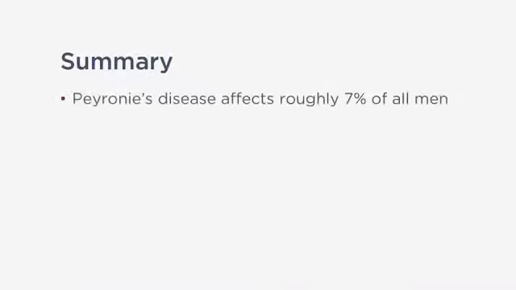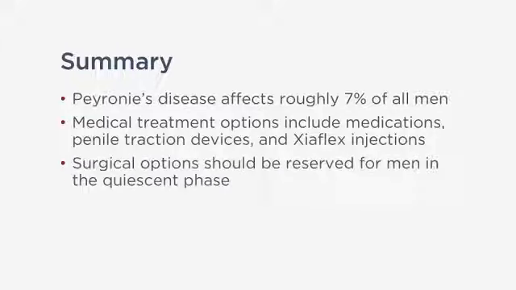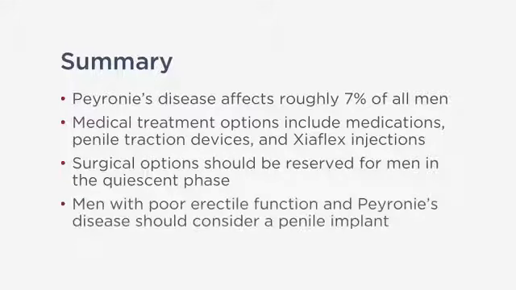So in summary, Peyronie's disease affects roughly 7% of all men. Medical treatment options include medications, penile traction devices, and Xiaflex injections. Surgical options should be reserved for men in the quiescent phase, and men with poor erectile function and Peyronie's disease should be considered for a penile implant.